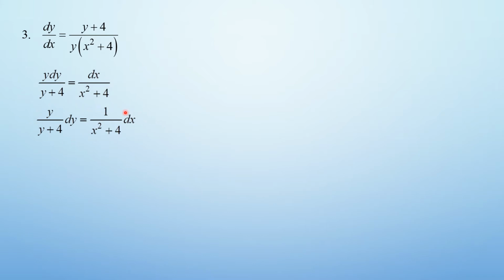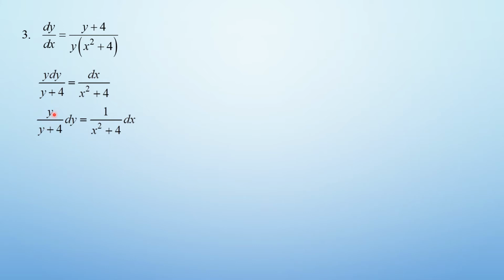Okay. Now we know that after this we have to integrate the left side with respect to y and integrate the right side with respect to x. So what is the method of integration for the one on the left? What is the integration of y over (y + 4) with respect to y? There are actually two techniques that we can use. One of them is the substitution method, where we let u equals y + 4, and the other method is by division. We use division because the power of y at the numerator is the same as the power of y at the denominator.